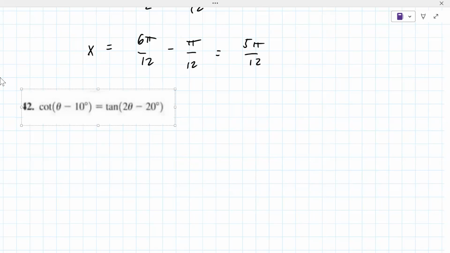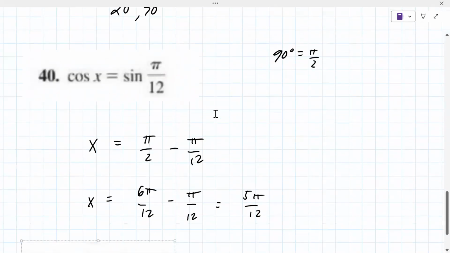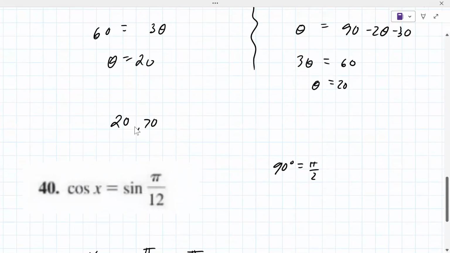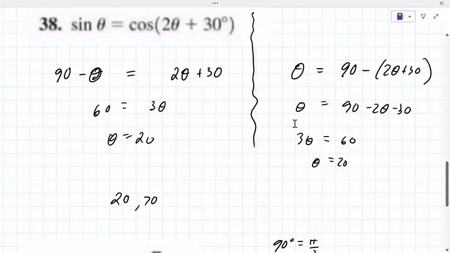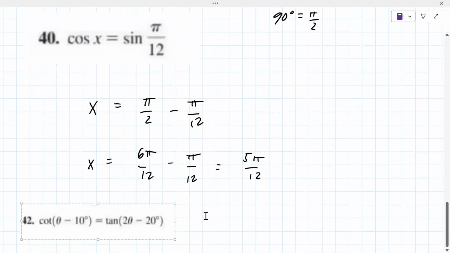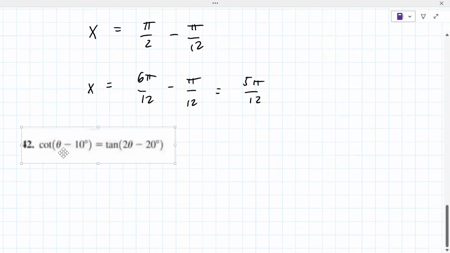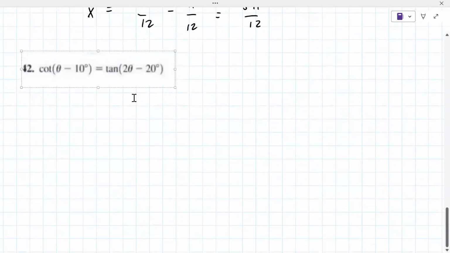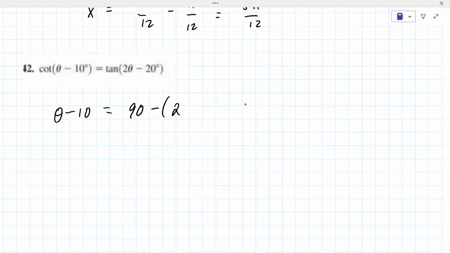So theta minus 10 degrees equals 90 and 2 theta minus 20 degrees equals 90. All right, so we never did that in any of the previous problems. We only had a 90 on one side or a pi over 2 on one side. In this first one, I was showing you that you could do it either way. So you pick one to stay the same. Which one do you want to stay the same? The first one or the second one? First one. Okay. And then the second one is 90 minus whatever it is that's given.